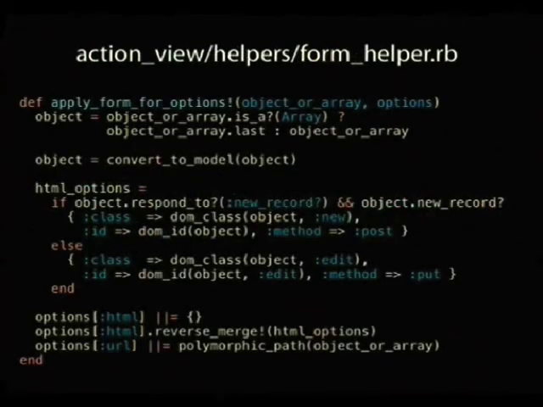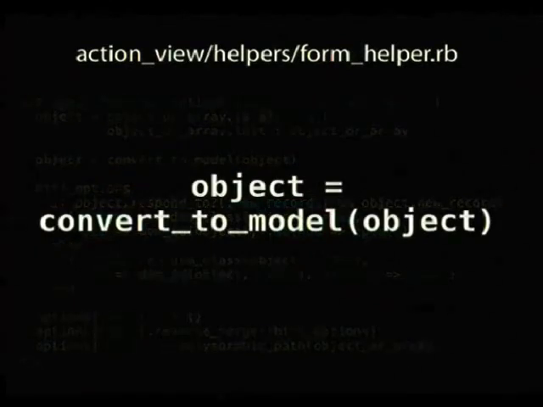So here's an example. Here's form_for. You can see that in the middle of form_for, we say object equals convert_to_model(object). So if you say form_for with some DataMapper object, some SQL object, one of your own objects, that'll work as long as you have a to_model method on your object that returns a valid Active Model object, and you return it.